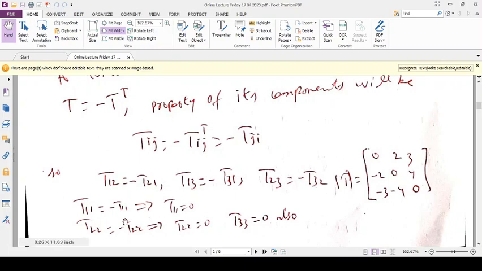equals minus T32, and the diagonal components will become 0. T11 equals minus T11, so T11 is 0, T22 is 0, and T33 is 0. This is an example of an antisymmetric tensor. These are equal with opposite sign and the diagonals are 0.